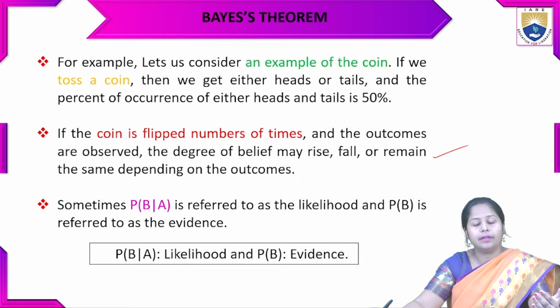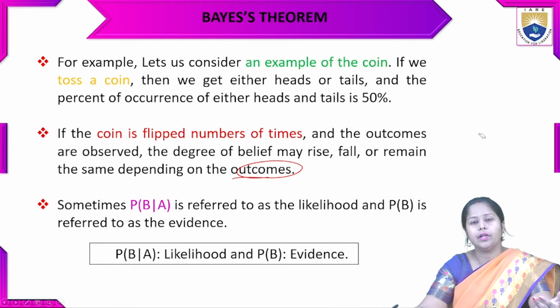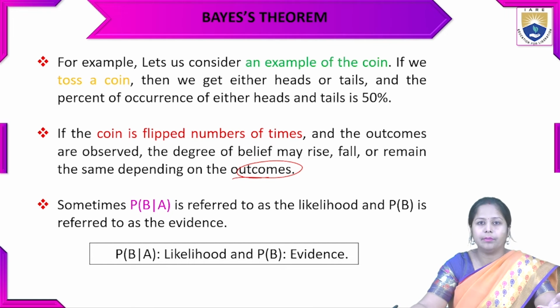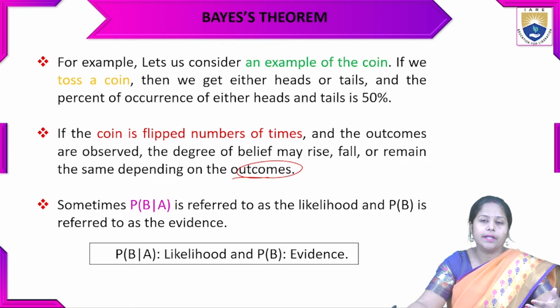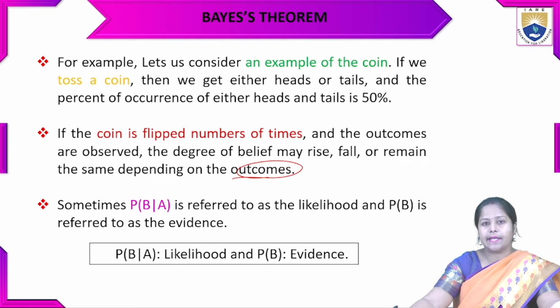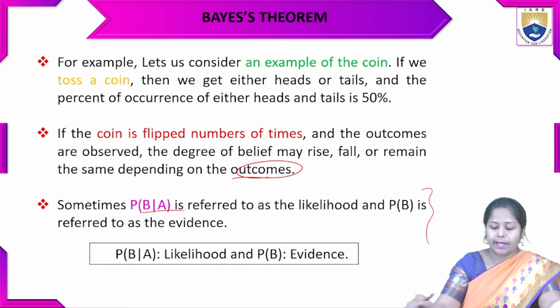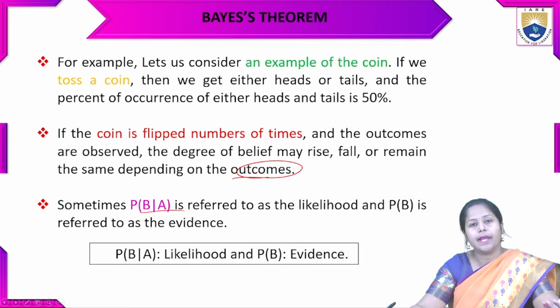So that will totally depend upon the outcome. Either it is true or not, like that. So the coin will be flipped a number of times. The outcome will be based on the degree of belief. So the outcome comes as a yes or no, like it may fall, rise, or remain the same as earlier. Sometimes P(B given A) is referred to as the likelihood and P(B) is referred to as the evidence.